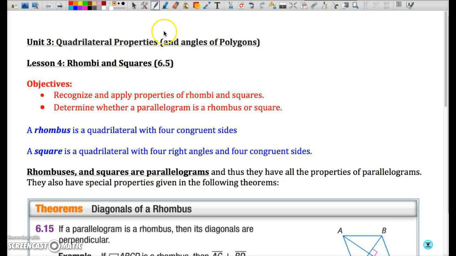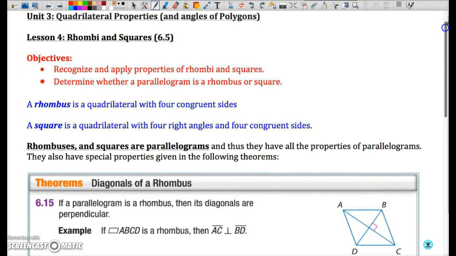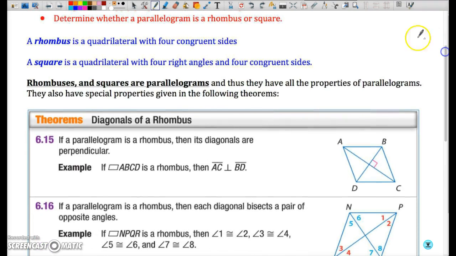Okay, so welcome to our lesson on rhombi, the plural of rhombus, and squares. What we're going to be looking at in today's lesson is the properties and characteristics of rhombi and squares. In blue over here, we start off with their definitions. A rhombus is a quadrilateral with four congruent sides.